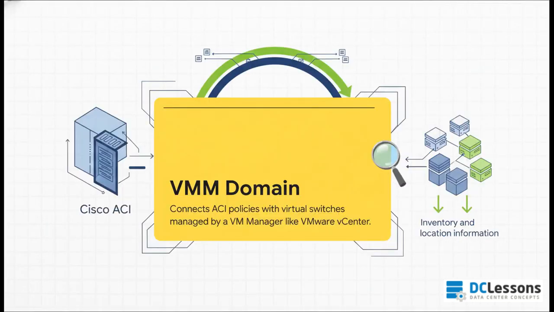Well, there is, and in ACI, the answer is the VMM domain. Think of this as the intelligent bridge, or maybe a better way to put it is, it's the automated translator between these two worlds. It's an object you create in ACI that establishes this direct line to vCenter, and it's a two-way street, which is critical. ACI pushes policy down to the virtual switches, but it also pulls information up, so it always knows what's going on in the virtual space.